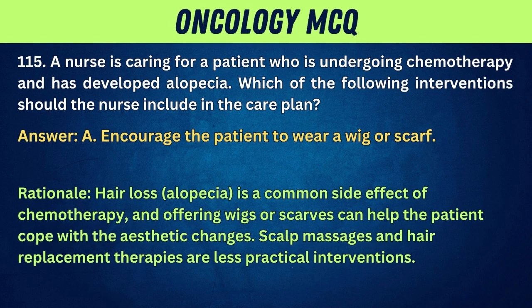Answer: A. Encourage the patient to wear a wig or a scarf. Rationale: hair loss, alopecia, is a common side effect of chemotherapy, and offering wigs or scarves can help the patient cope with the aesthetic changes. Scalp massages and hair replacement therapies are less practical interventions.